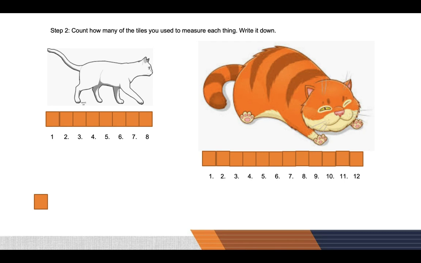Step 2, count how many tiles you use to measure each thing, or in this case, each cat. Write it down. So for the white cat, we used 8 tiles, and for the orange cat, we used 12 tiles.